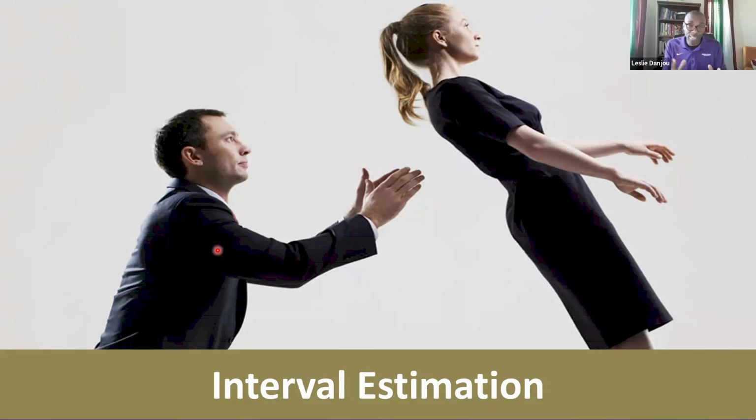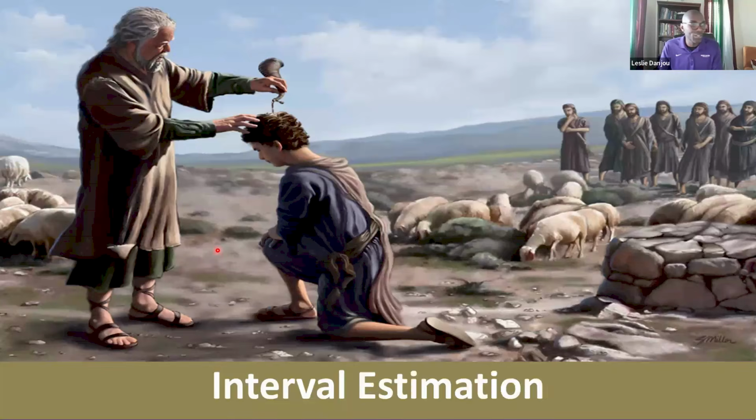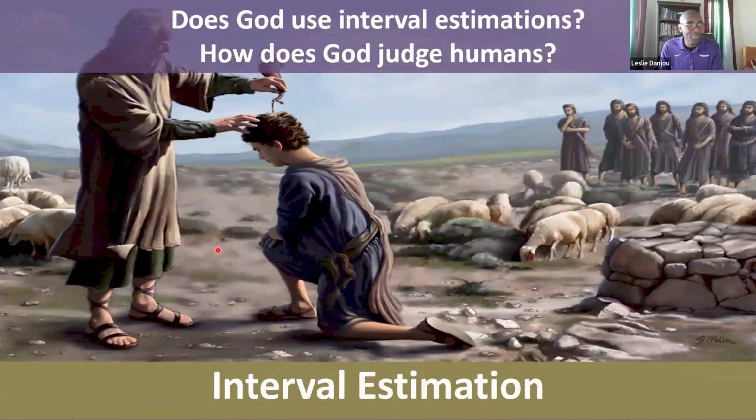And God says to the prophet, look, I need a new king. I need someone that is going to fall within my boundaries. All right. And this is where the story of David comes. Does God care about interval estimations? And if he does, why shouldn't we?